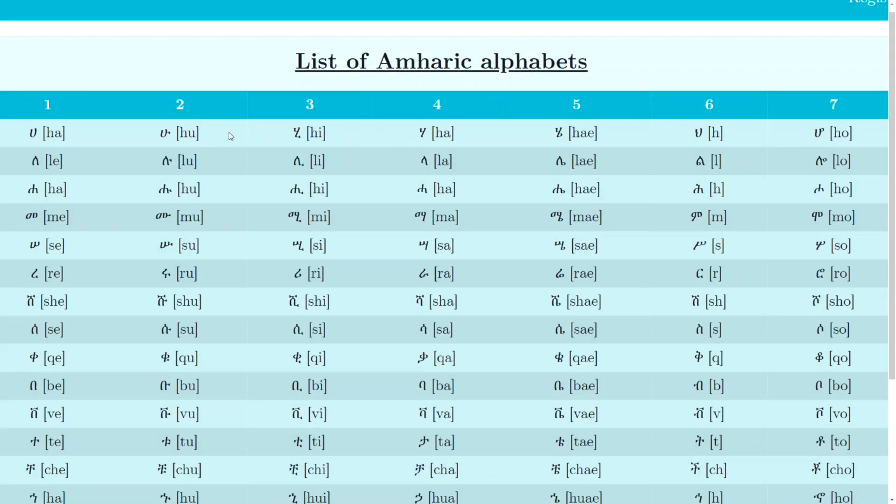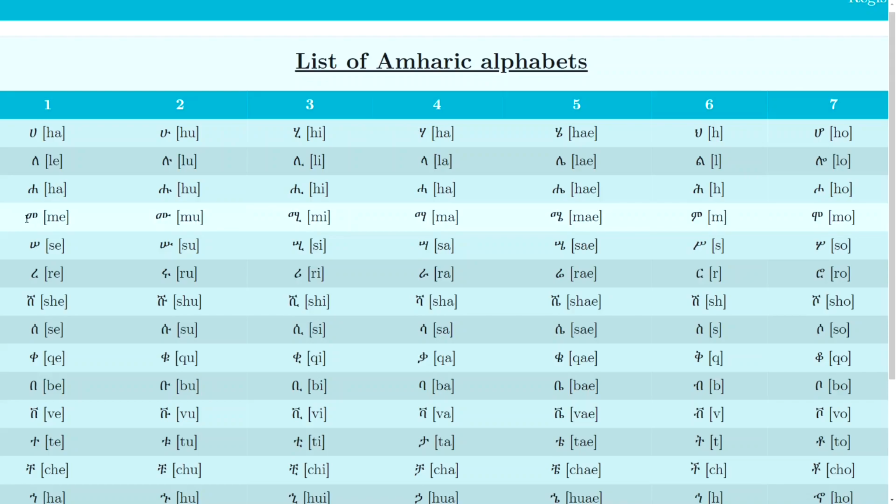In today's journey, we're going to look at the next Amharic alphabet, and the alphabet we are going to look at is this one. We will start by learning how to pronounce it, and then we will look at how to write it, and we will give examples. So we will start with the pronunciation.